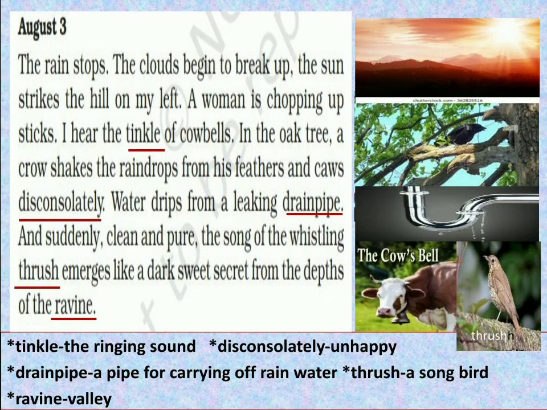August 3rd. The rain stops. The clouds begin to break up. The sun strikes the hill on my left. A woman is chopping up sticks. I hear the tinkle of cowbells. Tinkle is the ringing sound. In the oak tree, a crow shakes the raindrops from his feathers and caws disconsolately. Disconsolately means unhappy. Water drips from a leaking drain pipe. Drain pipe is a pipe which is used for carrying off rainwater. And suddenly, clean and pure, the song of the whistling thrush. Thrush, here you can see the bird. It is a songbird. Emerges like a dark sweet secret from the depths of the ravine. So ravine is a valley.